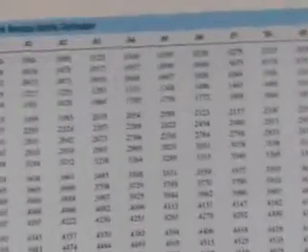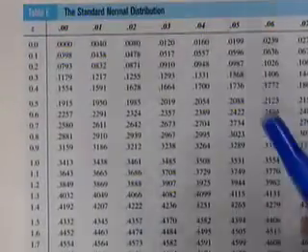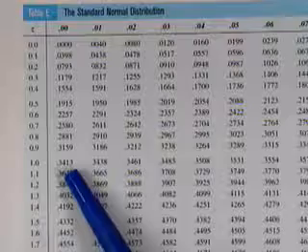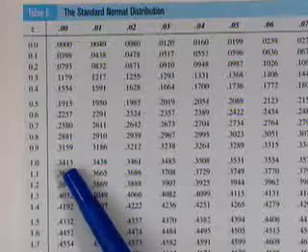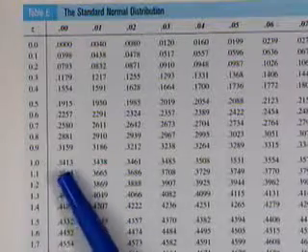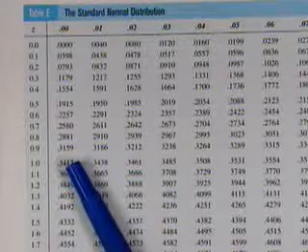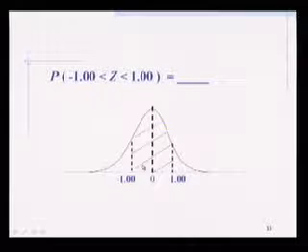We know the area between 0 and 1. You look up a z-score, 1.00, that's 0.3413. So you know the area from 0 to 1, okay? 0.3413, right? Now, that's the area from here to here. But what about the area from here to here? You say, well, there's no negative score in the table.